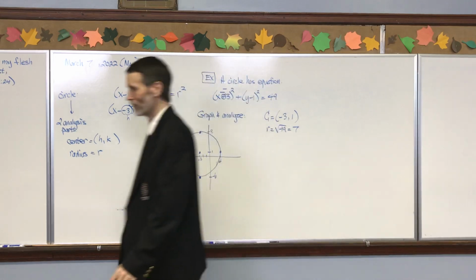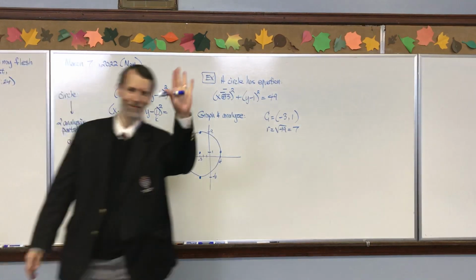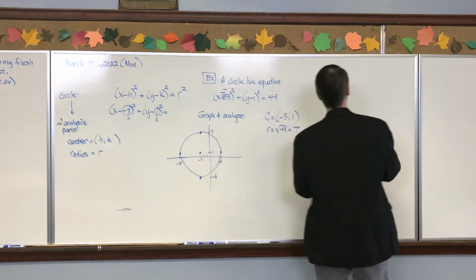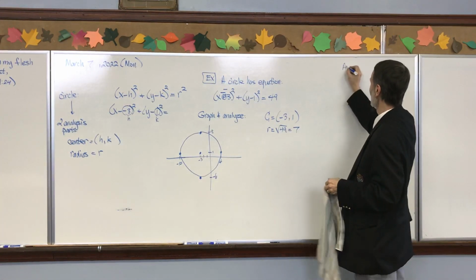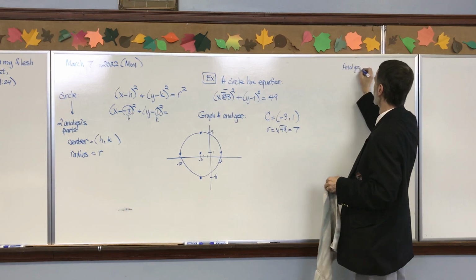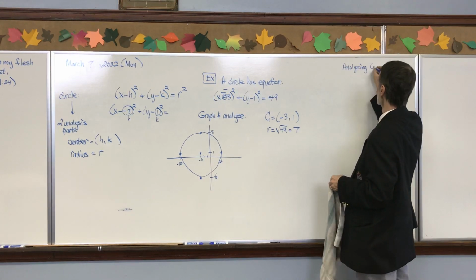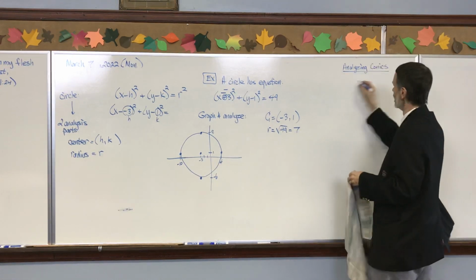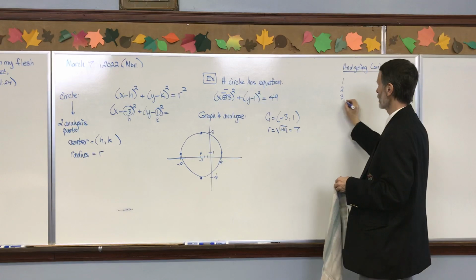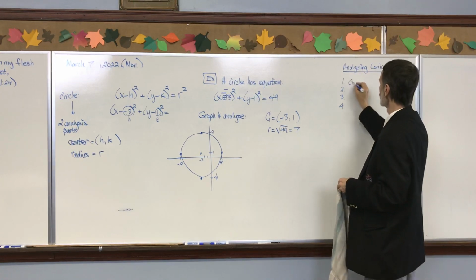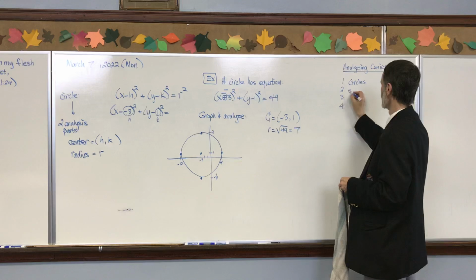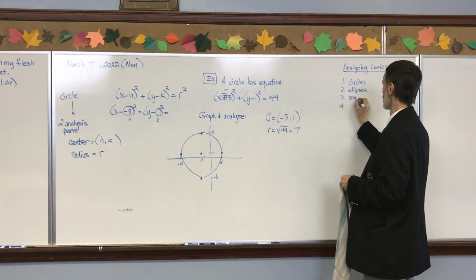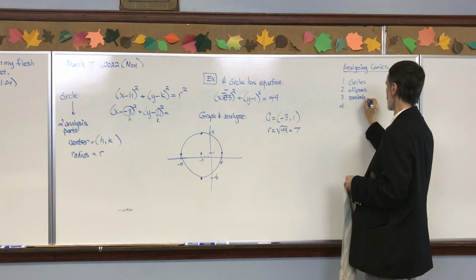Okay, for those of you listening at home, Abby, we are looking at circles. I did want to recreate this thing when we're analyzing conics. There are 4 different types of conics we're playing with: circles, ellipses, parabolas, and hyperbolas.